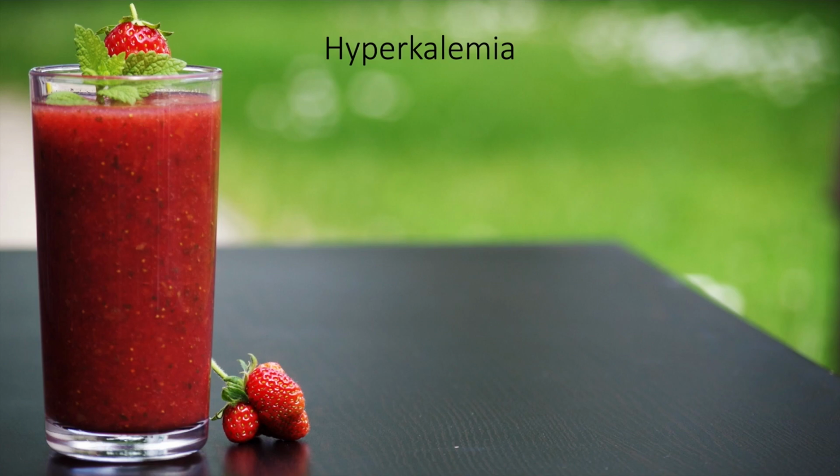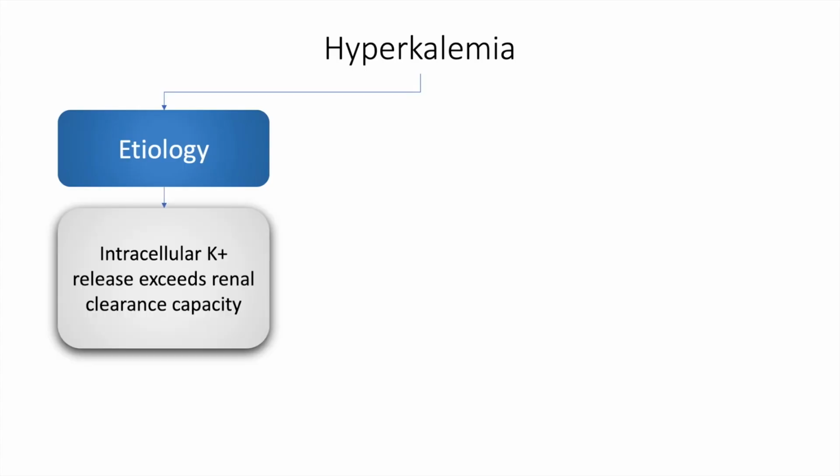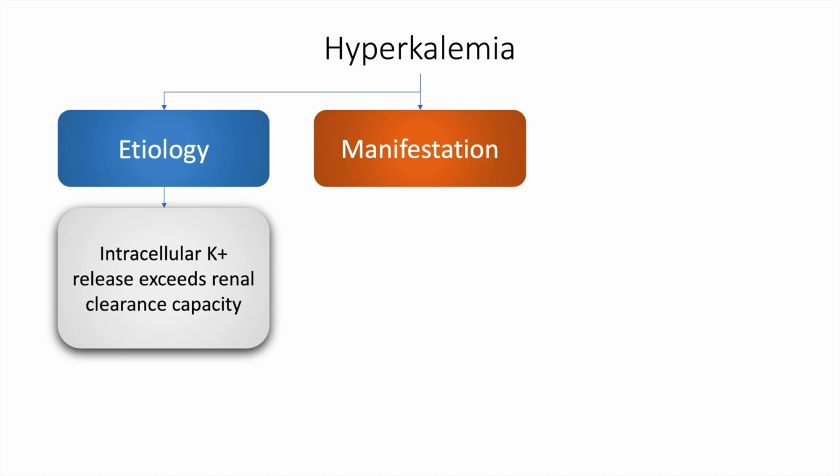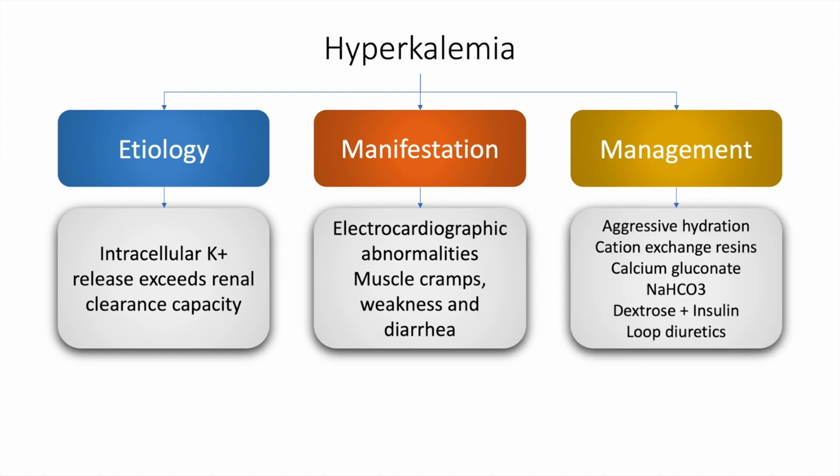Let's look at the metabolic abnormalities individually. Hyperkalemia is caused due to the intracellular potassium release, and this accumulates because it exceeds the renal clearance capacity. The clinical manifestations of hyperkalemia may include electrocardiographic abnormalities, muscle cramps, weakness, and diarrhea, and the management includes aggressive hydration, exchange resins, calcium gluconate, sodium bicarbonate, dextrose and insulin infusion, and loop diuretics. We will review the management of tumor lysis at the end of this presentation.